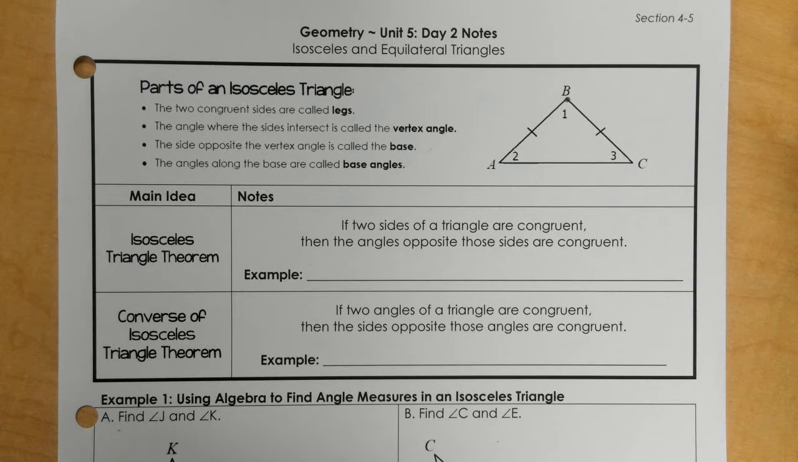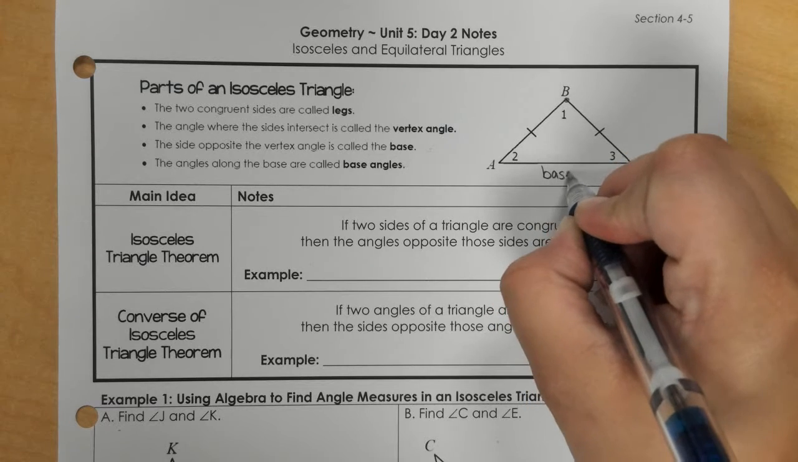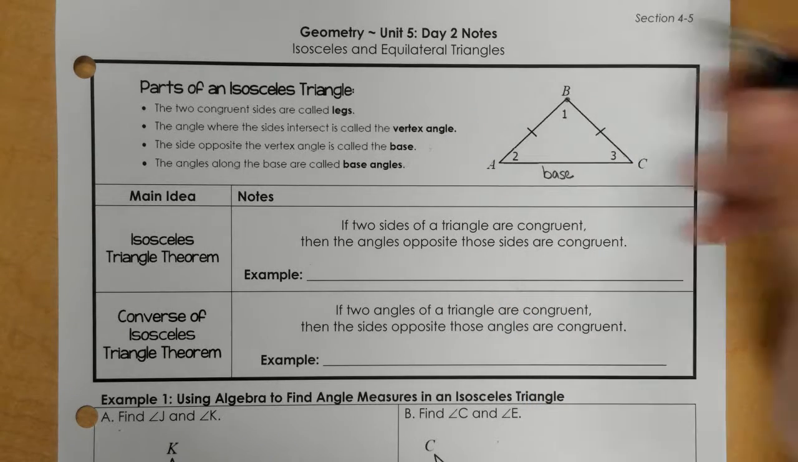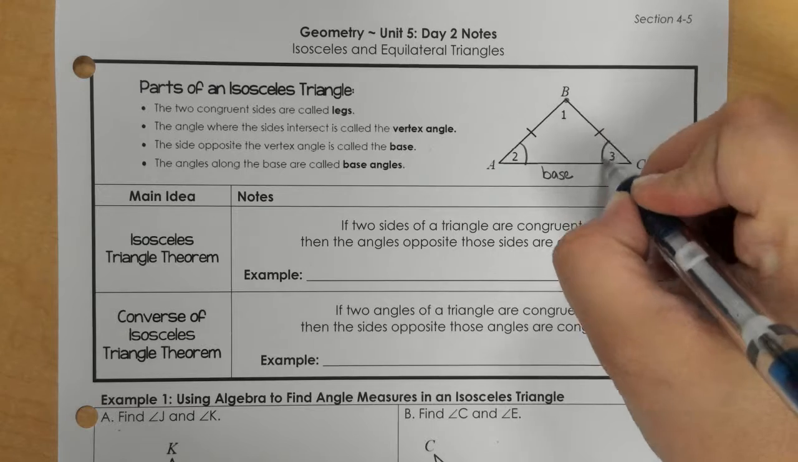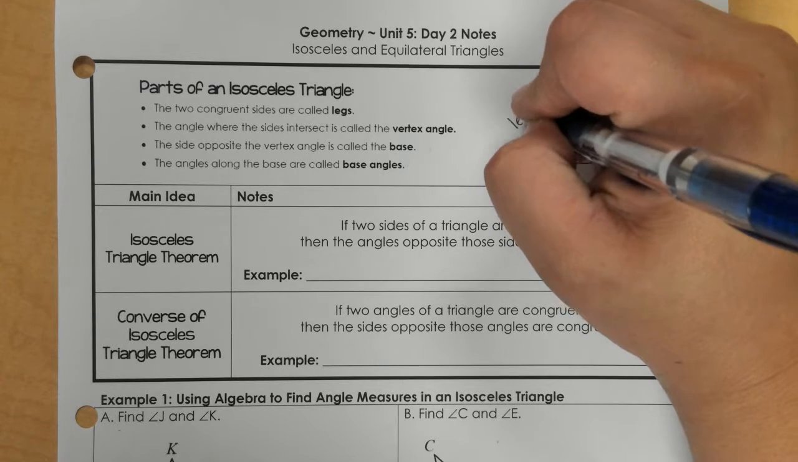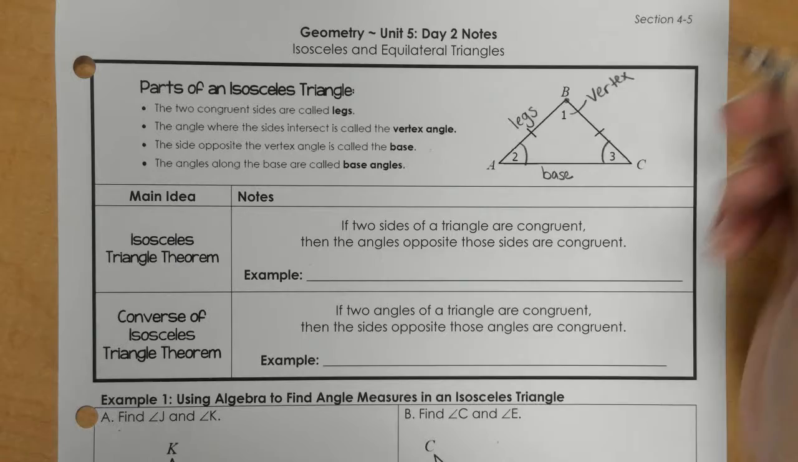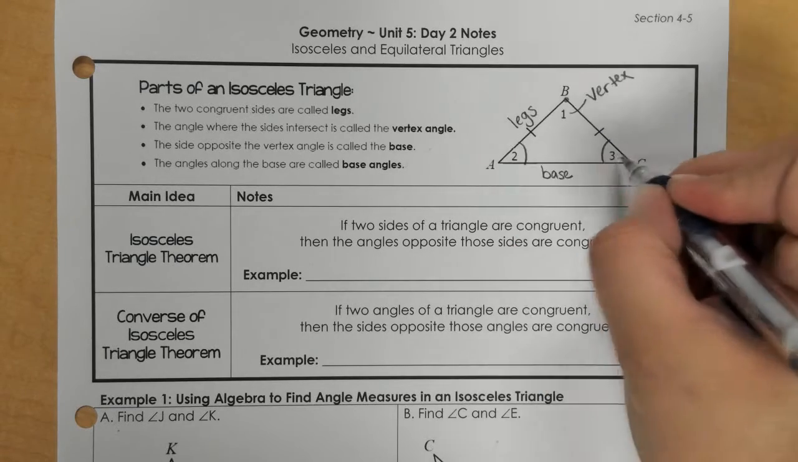The side opposite the vertex angle is the base. So this down here is your base. And then these right here are your base angles, and those are congruent. Okay, so these are your legs. This is your vertex, and your base, and then your base angles.